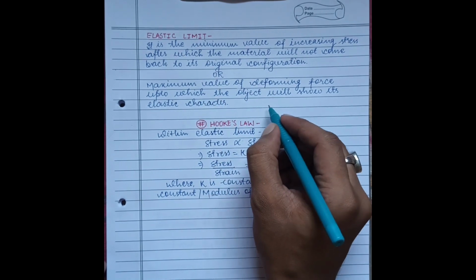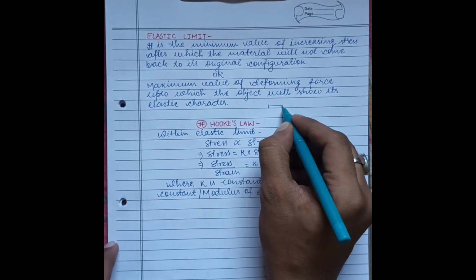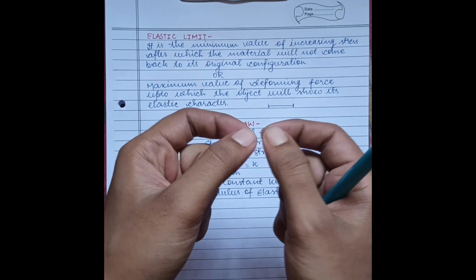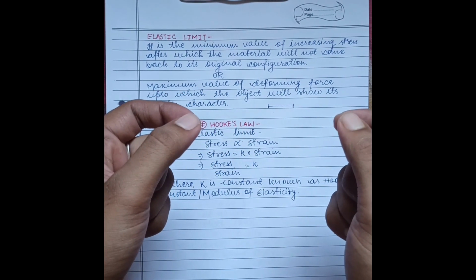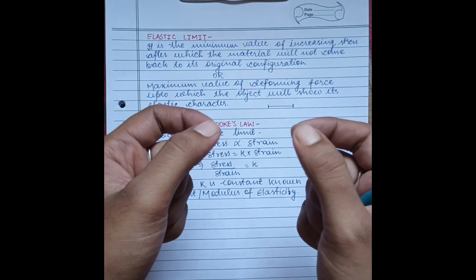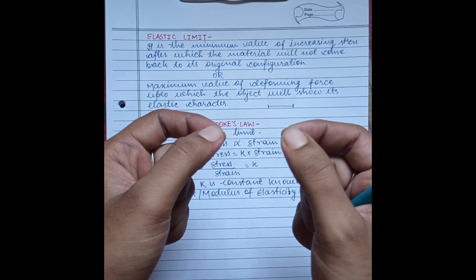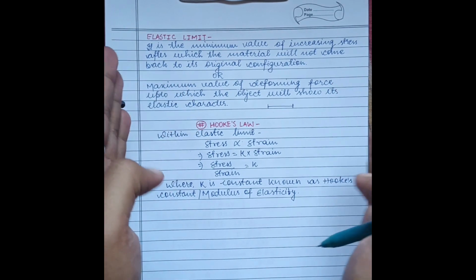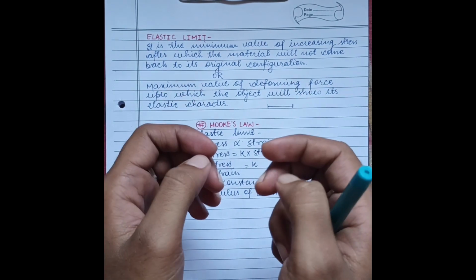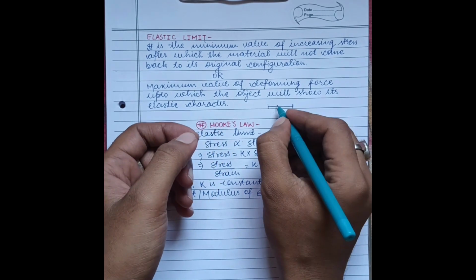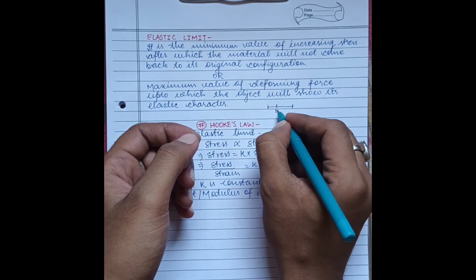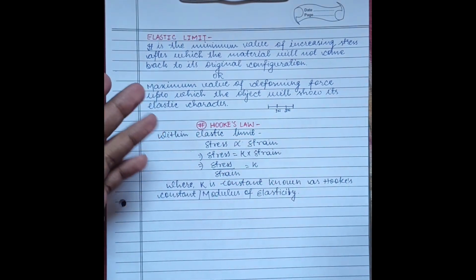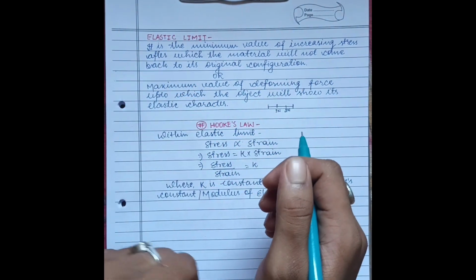Let us consider we have a rubber band and we try to deform its shape. Let us consider we apply 1 Newton of force, and when we remove the force, the rubber band comes to its original position. We then apply 2 Newton of force, and again when we remove the force, it comes back to its original position.